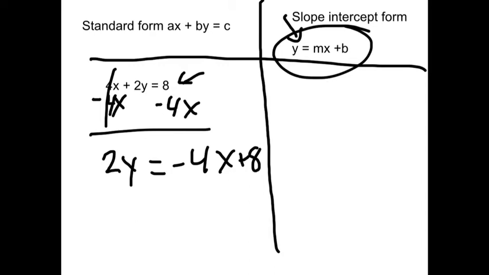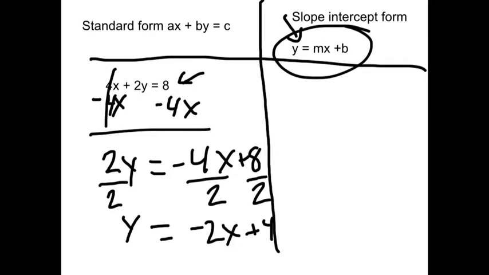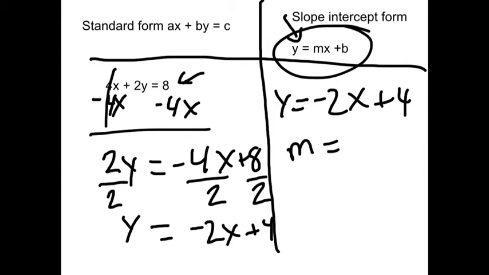So now I have 2y isolated on the left side, but again, slope-intercept form just wants me to have y. So I'm going to have to divide both sides, and that would be every single term on both sides by 2 in order to get y by itself. And when I do that, I get y equals negative 2x plus 4. So the equation 4x plus 2y equals 8 is y equals negative 2x plus 4 in slope-intercept form. So this then allows us to identify our slope as negative 2 and our y-intercept as 4, and then graph the line 4x plus 2y equals 8.